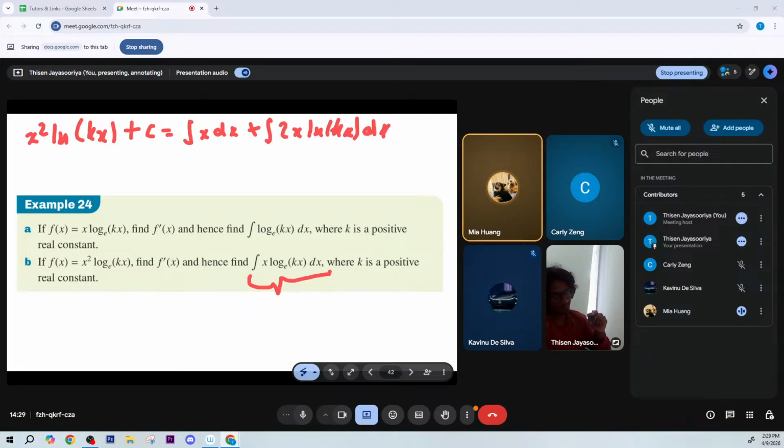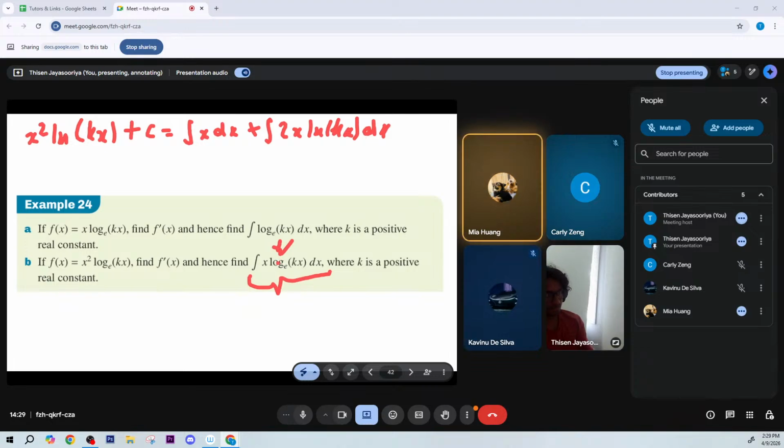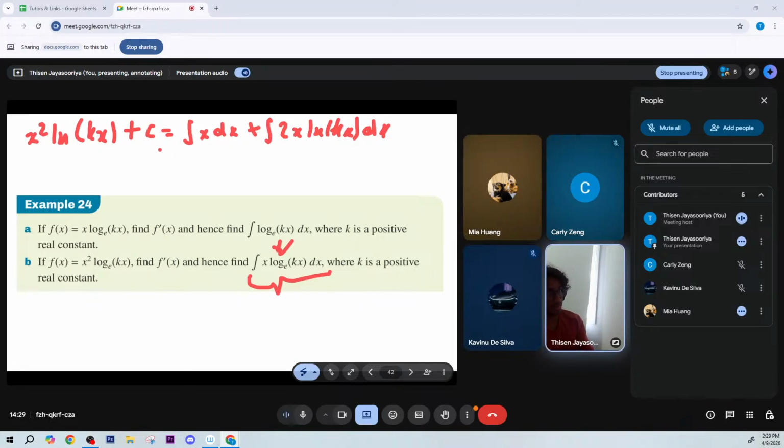2x times ln kx. So how can I make this 2x ln of kx look more like this? Divided by 2. Yeah, or we can just bring out the 2 here. So here, right, we can write this as 2 times the integral of x ln of kx plus c equals, what's the integral of x, Carl?